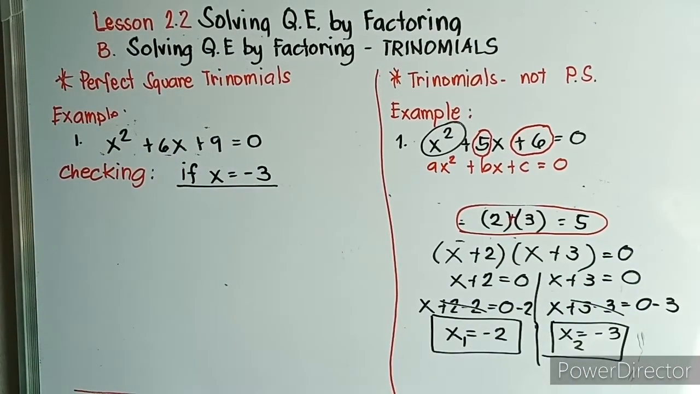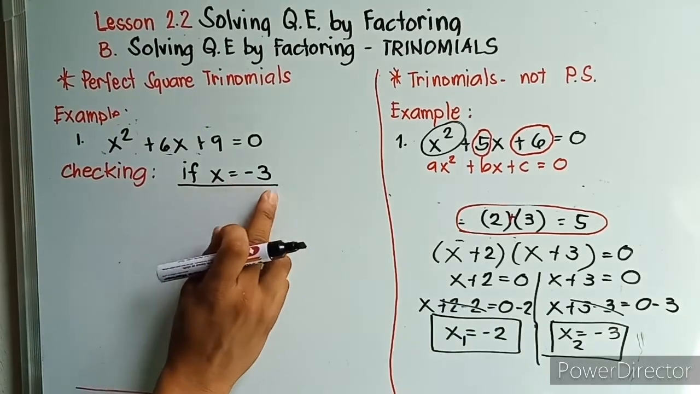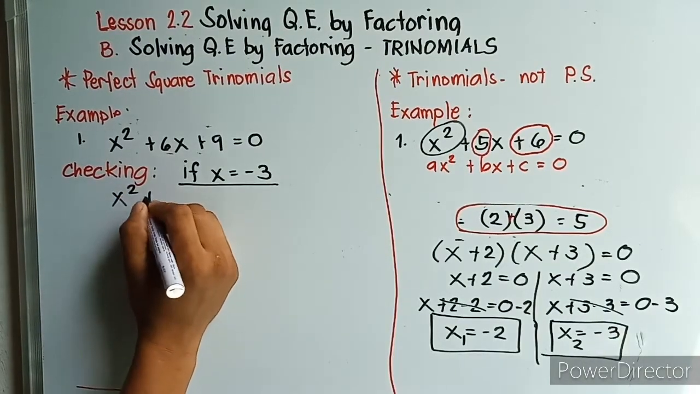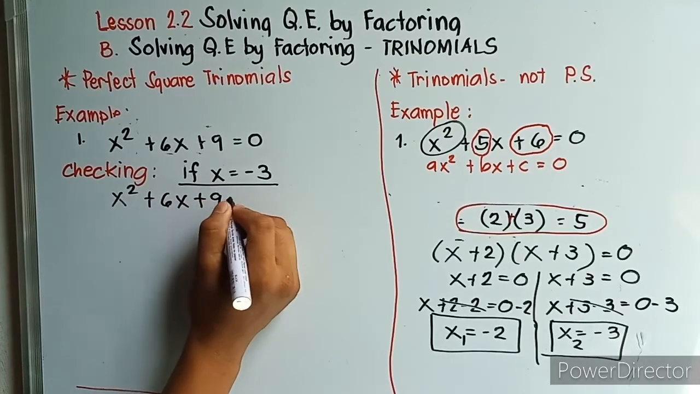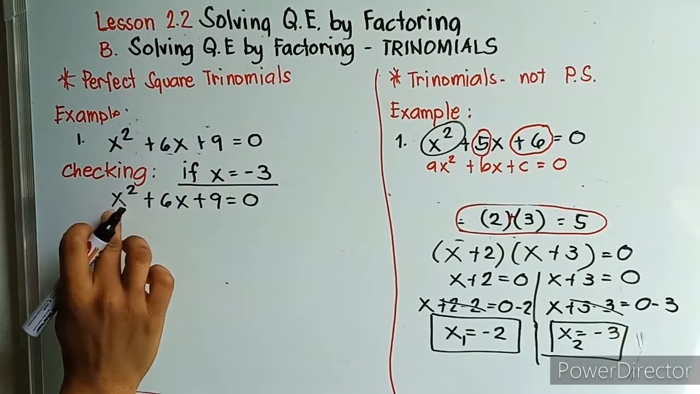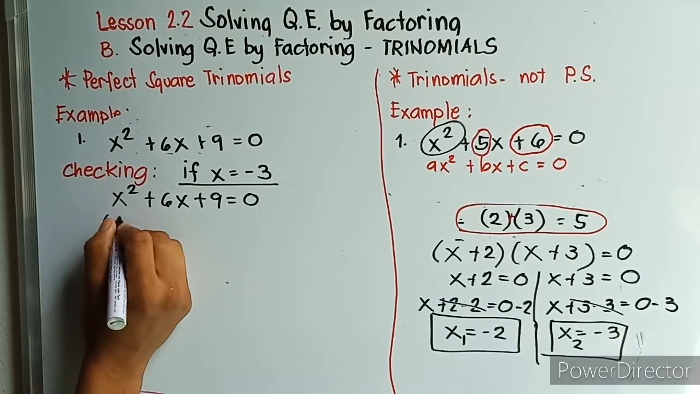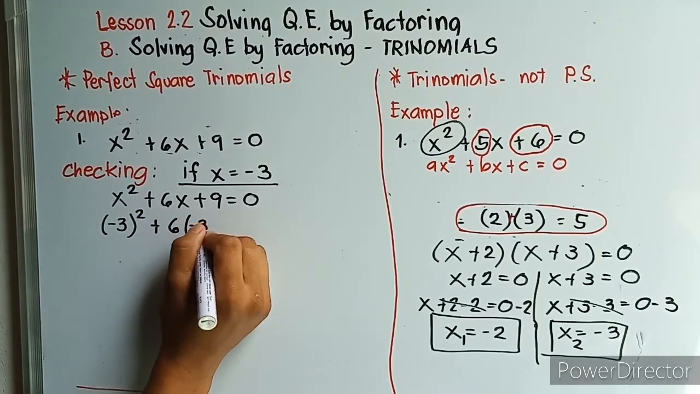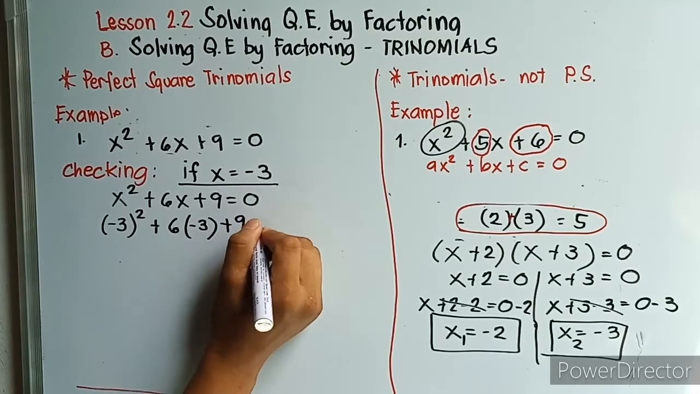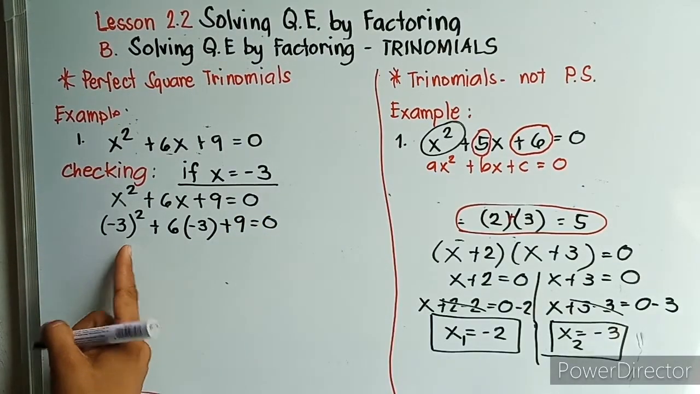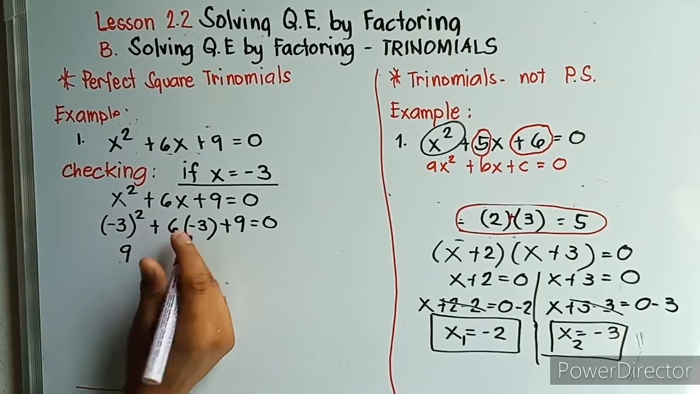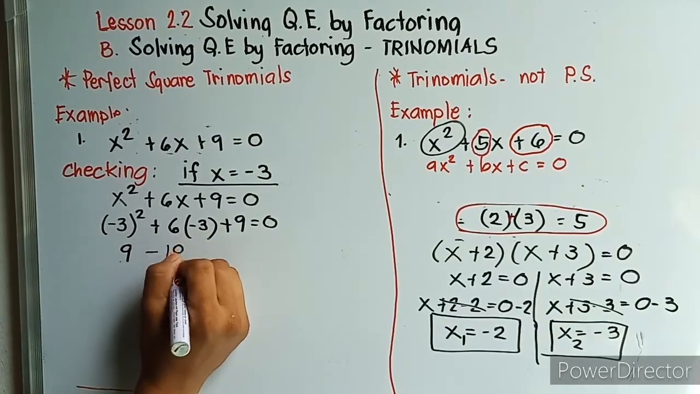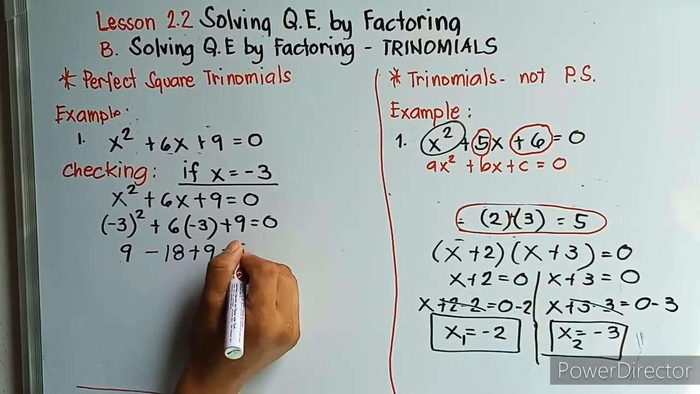Checking for number 1, x squared plus 6x plus 9 equals 0. If x equals negative 3, using our given equation, x squared plus 6x plus 9 equals 0, we're going to substitute x by negative 3. Negative 3 squared plus 6 times negative 3, plus 9 is equal to 0. Negative 3 times negative 3 is positive 9. Positive times negative is negative. 6 times 3 is 18. Plus 9 is equal to 0.